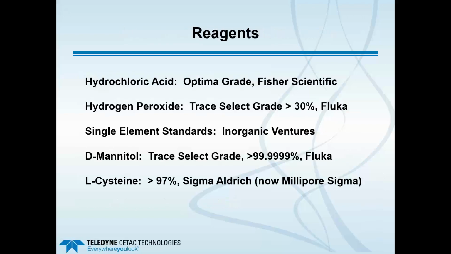Then reagents. So there's detail here that we will go through in some upcoming slides. We used a higher purity grade of hydrochloric acid, also hydrogen peroxide, single element standards, and in particular, we used 2 reagents, and these reagents are added to our diluent solutions for both standards and samples. One is mannitol, which is a higher molecular weight sugar, and L-Cysteine, which is an amino acid. And we'll get into details on why these are used.